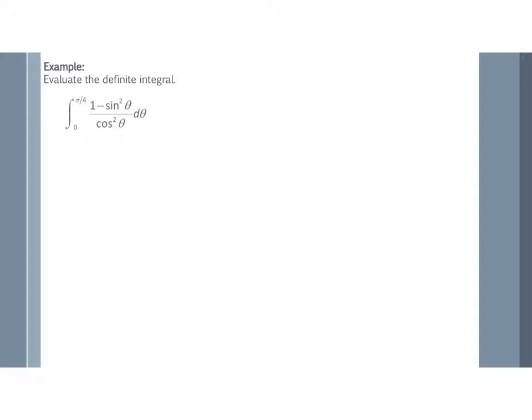Now let's look at an integral that involves trigonometry. Oftentimes our trigonometric identities can help us evaluate an integral, such is the case here. Here we have the integral from 0 to pi over 4. And then notice the numerator is just a version of our Pythagorean theorem that says that sine squared of theta plus cosine squared of theta equals 1.